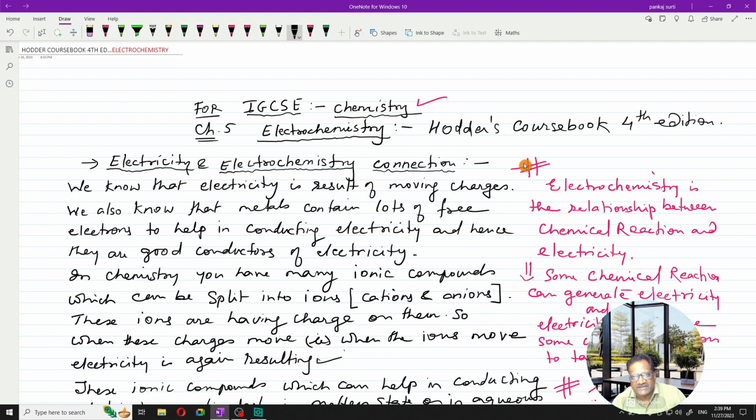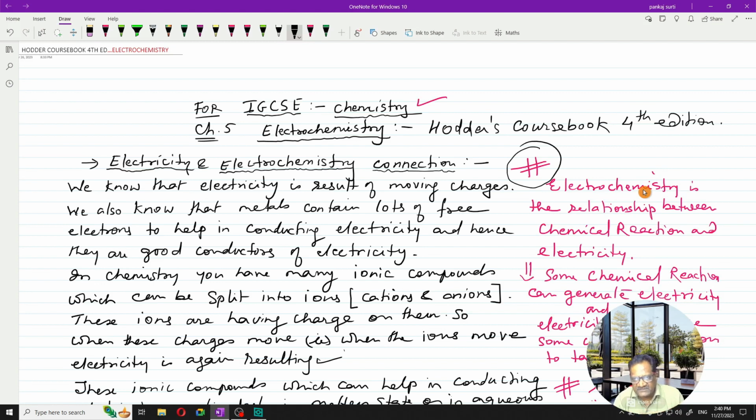Can you see this in red? I have given you the real meaning of electrochemistry. Electrochemistry is the relationship between chemical reactions and electricity. This is the precise meaning and definition of electrochemistry. If you want, you can say that electrochemistry is a relationship between the chemical reaction and the electricity.